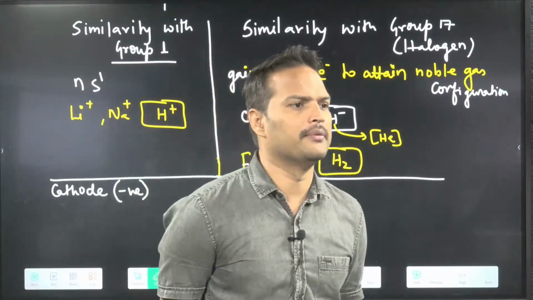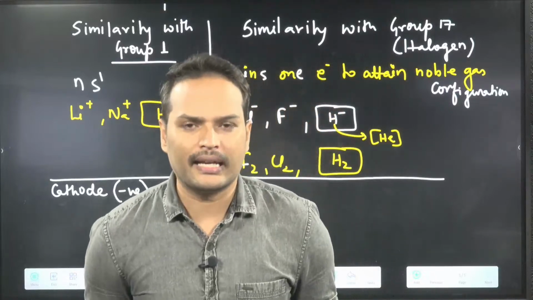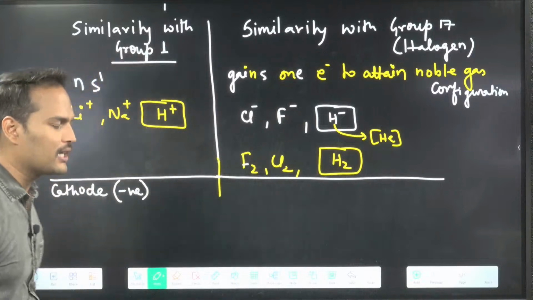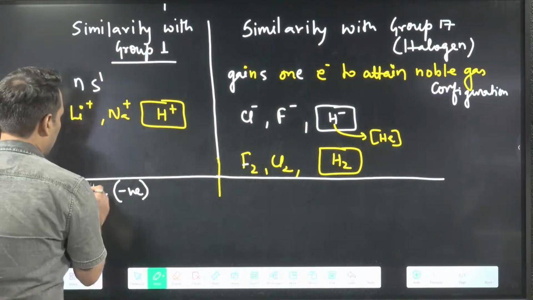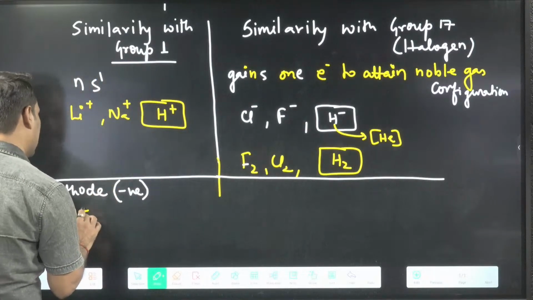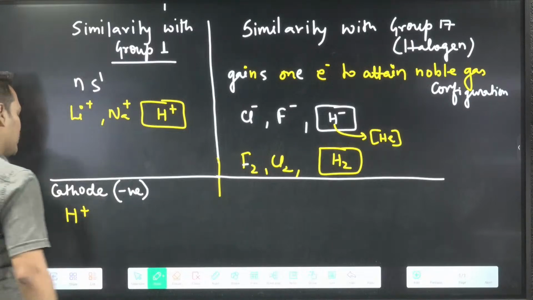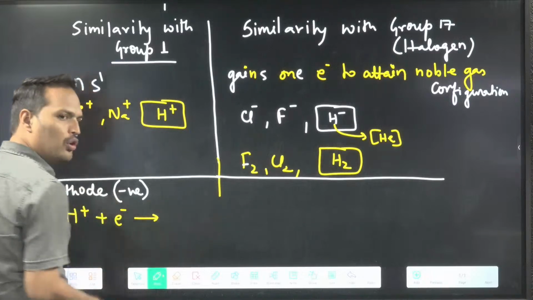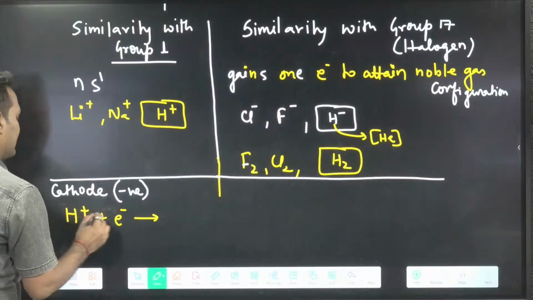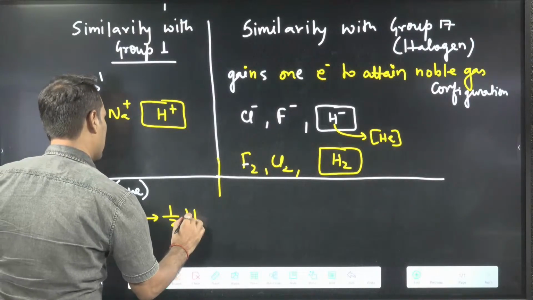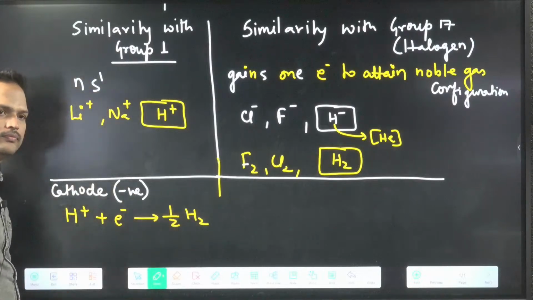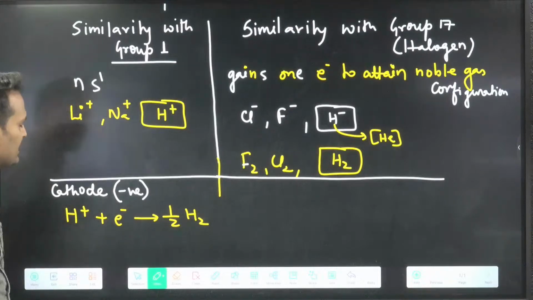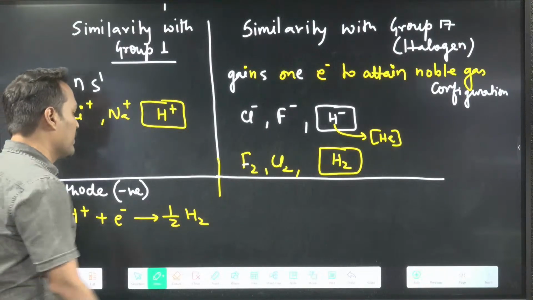Very good, Vijay. So cathode is negative, and always reduction happens on cathode. As it is negative, it will attract the cation. H plus will take 1 electron to give half mole of H2. Same thing you can write like this, half mole of H2. You can multiply: 2H plus plus 2 electrons will give rise to H2. So these reactions happen at cathode.